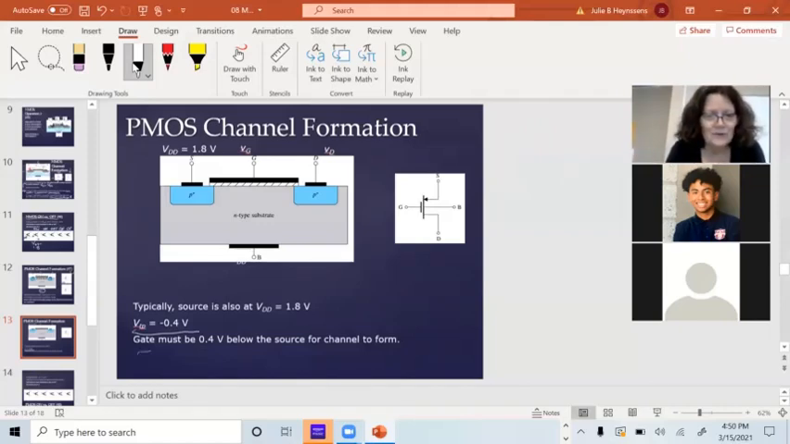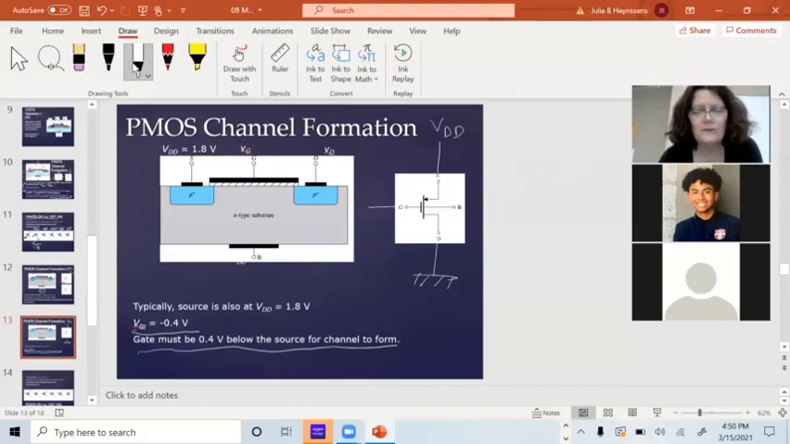The gate voltage must be 0.4 of a volt below the source for the channel to form. It doesn't mean that I have negative voltages in this circuit. What I do here is, I tie the source to VDD. I tie the drain to ground.